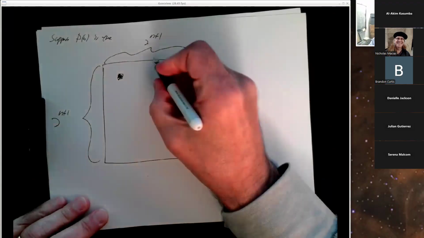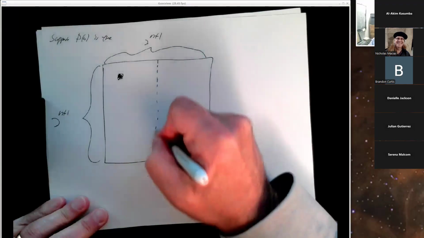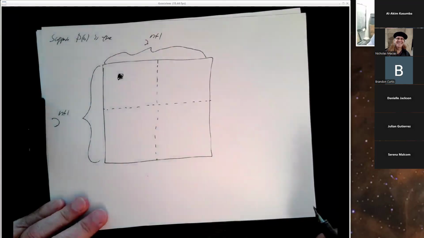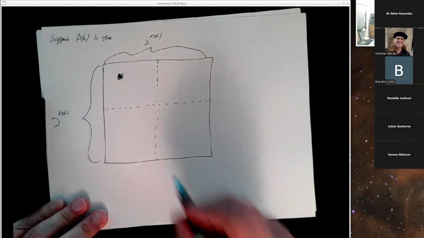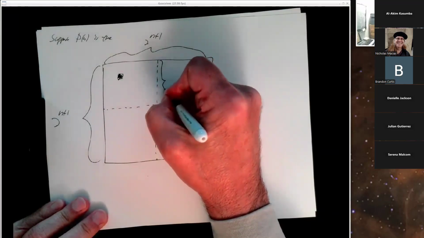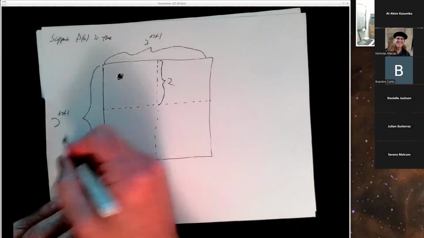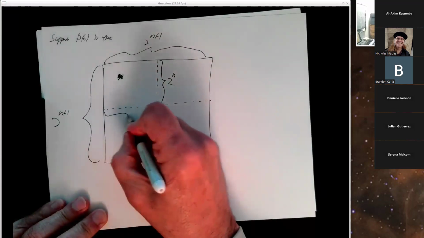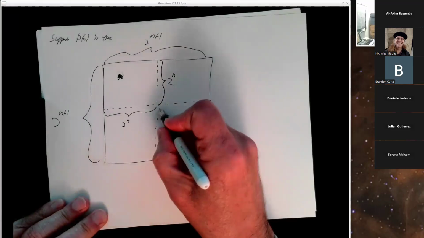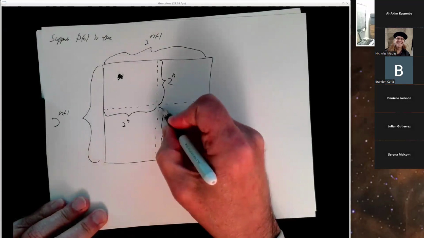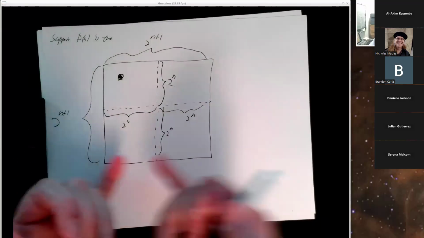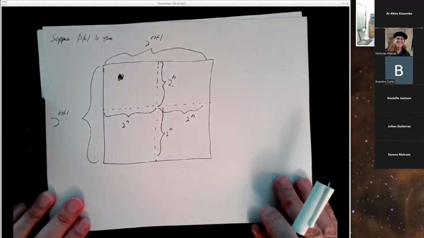All right, here's what I'm going to do. I'm going to break this room into 4 sections. So if I do that, this is going to be half of 2 to the n plus 1. This is going to be 2 to the n, and this is going to be 2 to the n, and this will be 2 to the n, and this will be 2 to the n. Everything is 2 to the n. In other words, each of these quadrants is a 2 to the n by 2 to the n room.